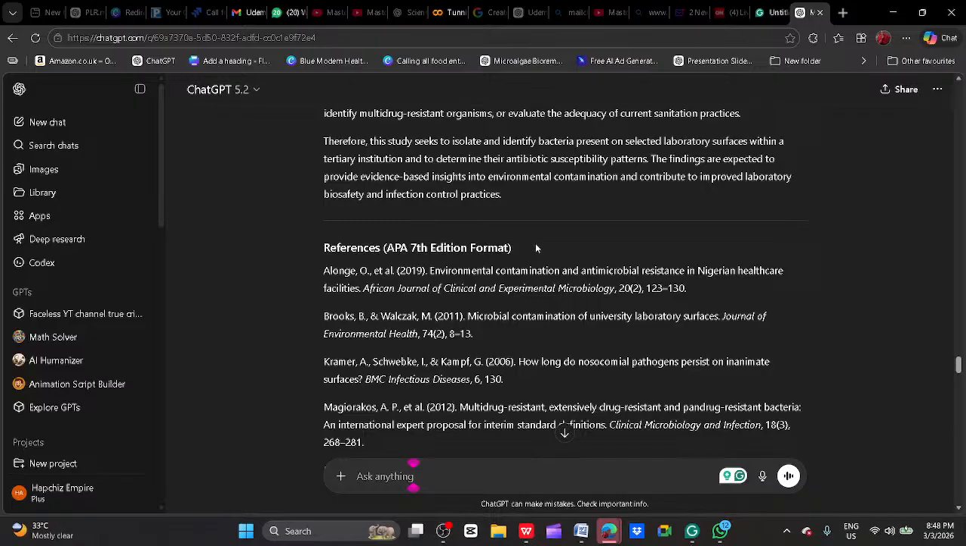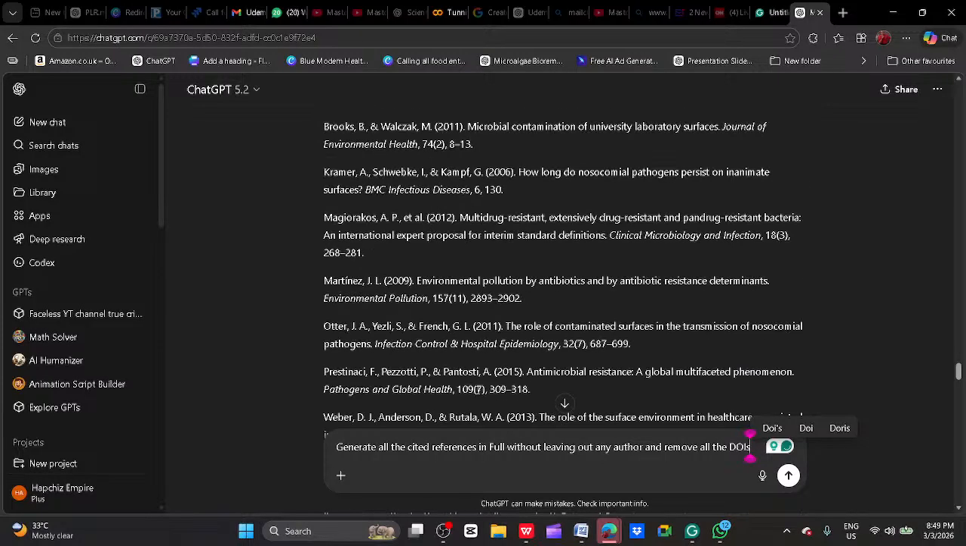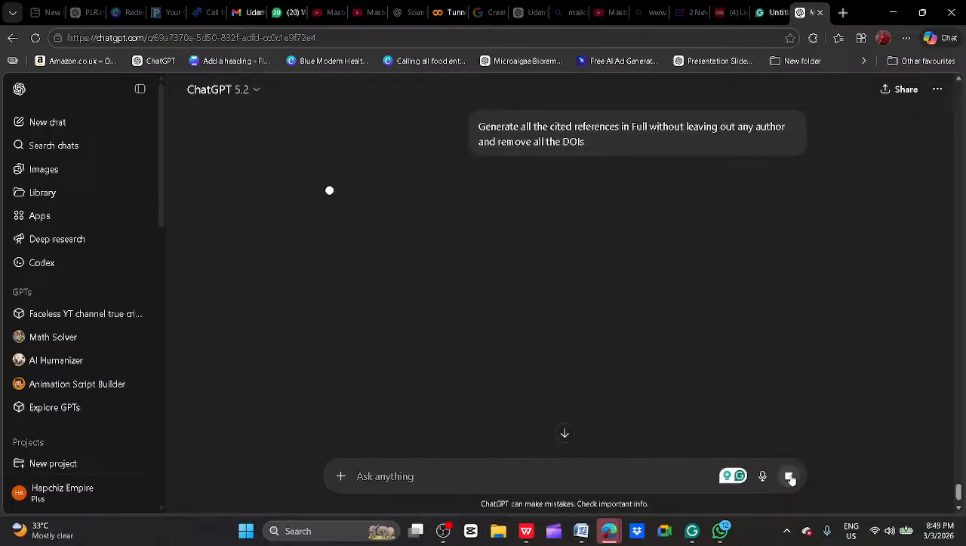So you can now start to pick it one after the other, or you can instruct it: generate all the cited references in full, without leaving out any author, and remove all the DOIs. You see? Okay, this one does not even come with DOIs. Okay, so ask it. It's going to correct itself.